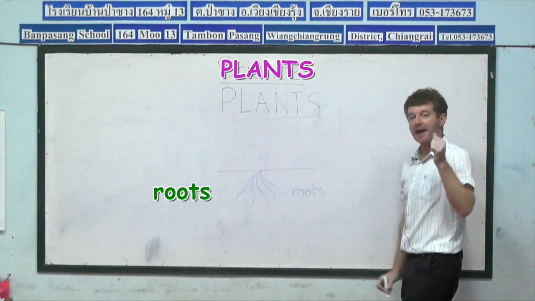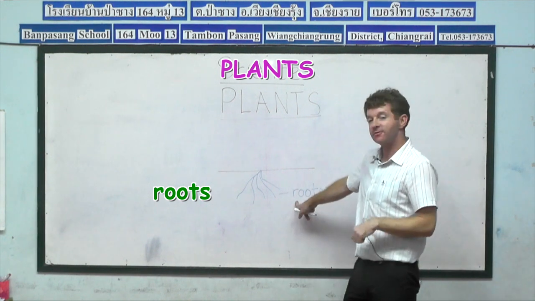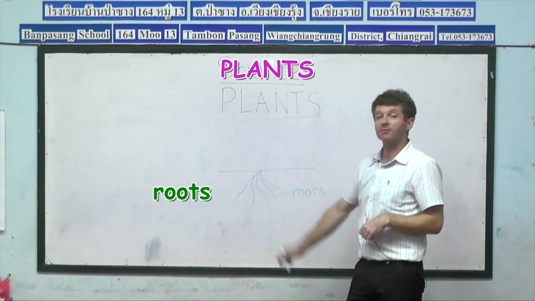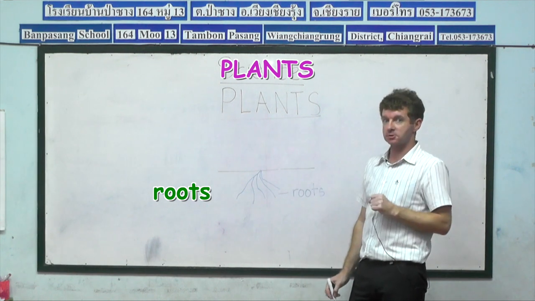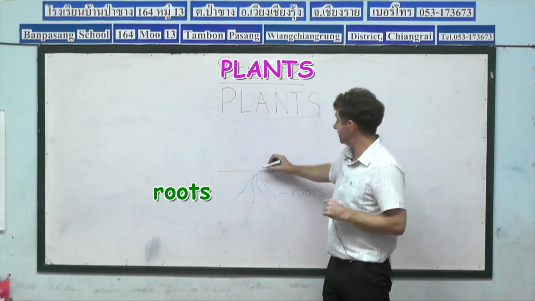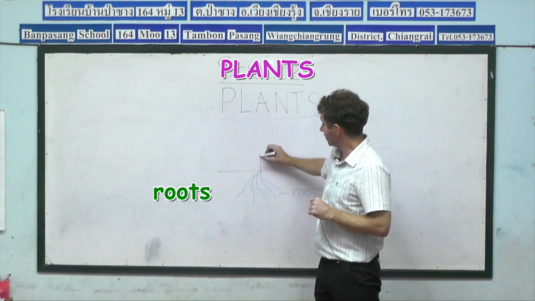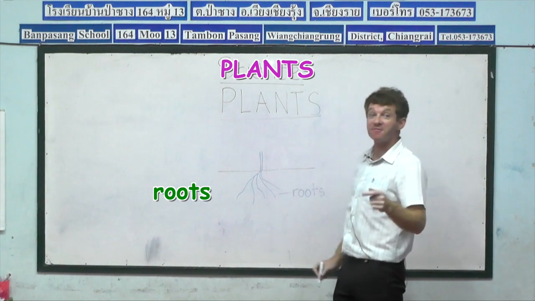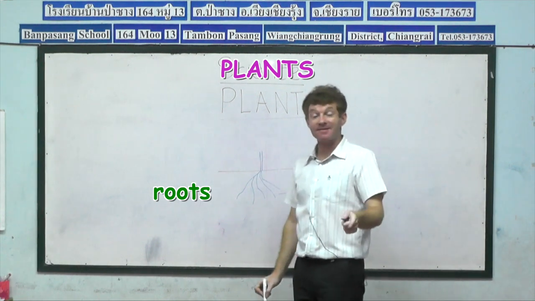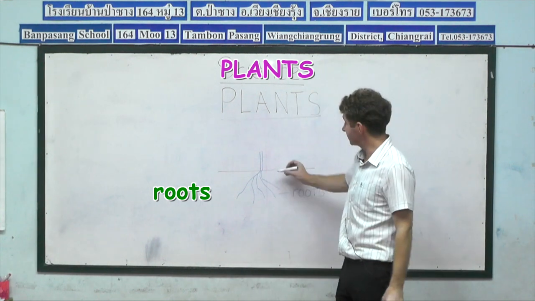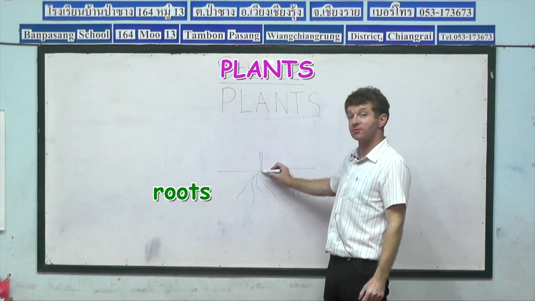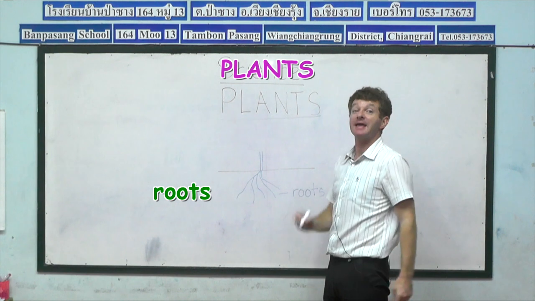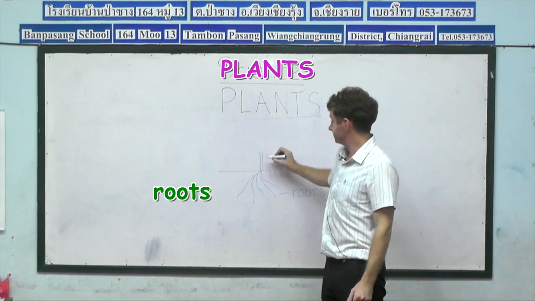R-O-O-T-S. Excellent. So the first part of the plant, and the one that we can't often see because it's underground, roots. And then, coming up out of the ground. Perfect. Very well remembered, guys. The next part of the plant, the one that comes from out of the soil and brings the plant up into the air, is the stem.